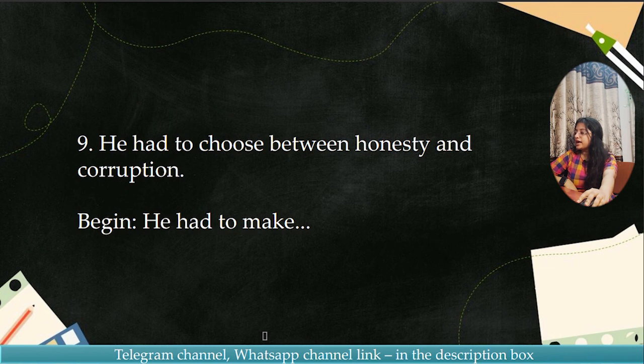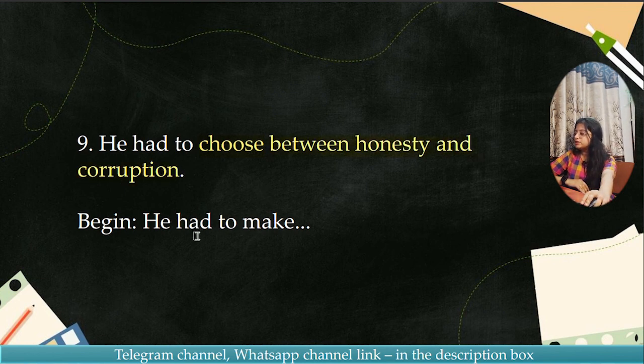Try on your own, then see if you have answered it correctly. He had to choose between honesty and corruption. So this is the simplest sentence possible. It can be given in another way also. You can be told to change the word choose into its noun form. It is choice. Choose is the verb form. Choice is the noun form. He had to make a choice between honesty and corruption.